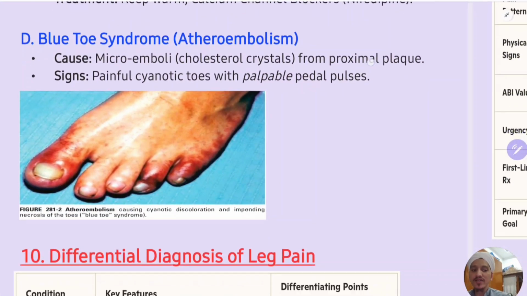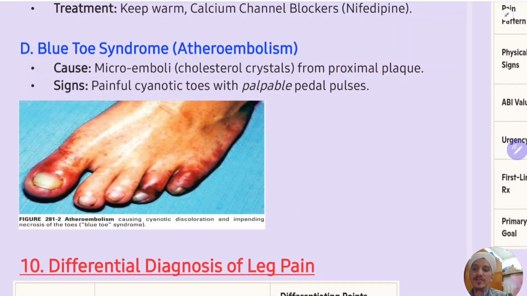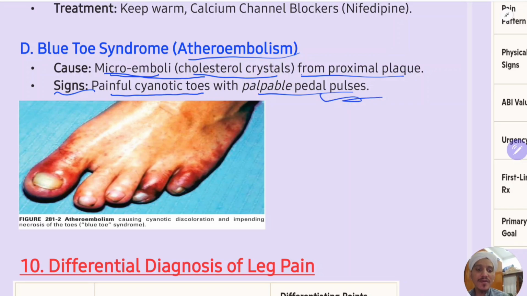Raynaud's phenomena usually occurs in young females. If it is occurring in males, first you should bear in mind Buerger's disease, then connective tissue disorders. Then there is something called blue toe syndrome. This is because of atheroembolism. The cause is microemboli, which is given in Harrison. Cholesterol crystals from a proximal plaque come and block the distal small arteries. So you get pale, cyanotic toes with palpable pedal pulses. The main thing here: in peripheral artery disease the pulses would not be palpable, but here pedal pulses are palpable, though the toes are cyanotic.